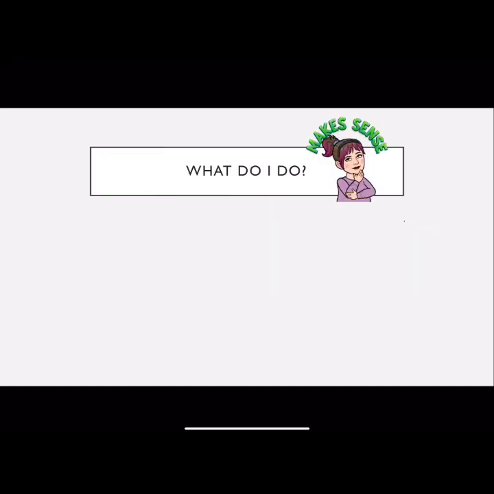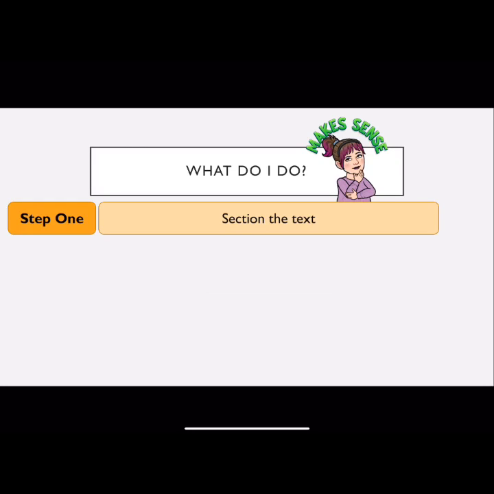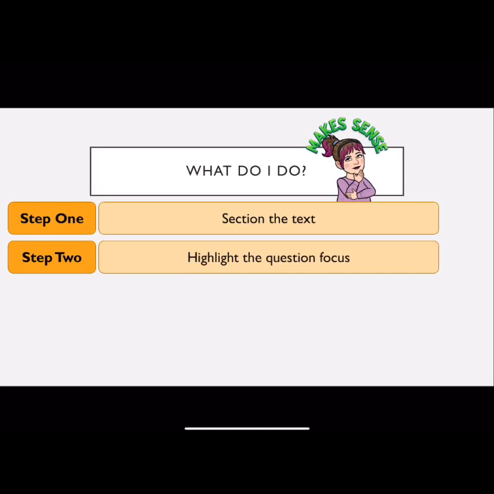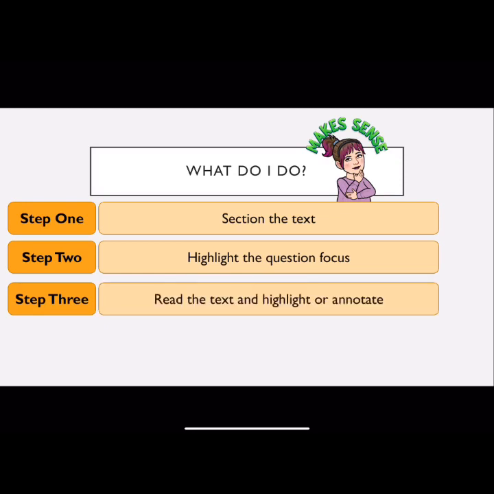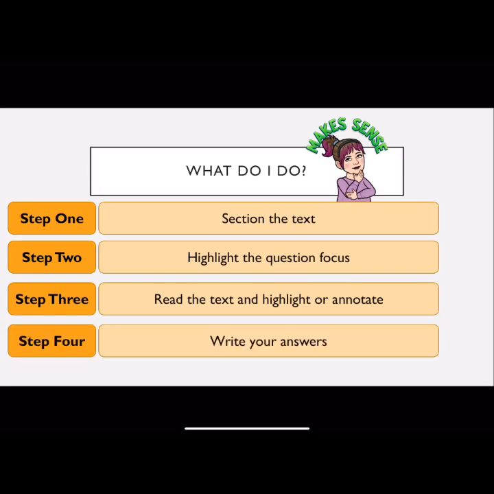So this is how you answer the question. Step 1. Section the text by drawing a box or line around the line numbers you need to read. Step 2. Always highlight the question focus. Make sure you know what information you need to find. Step 3. Read through the section of the text, highlight the explicit information, and annotate the implicit information. Step 4. Write your answers in your booklet. Remember, you will not get the marks unless it is written down.